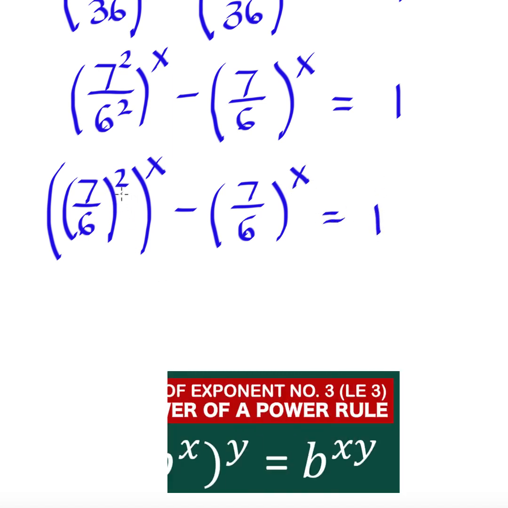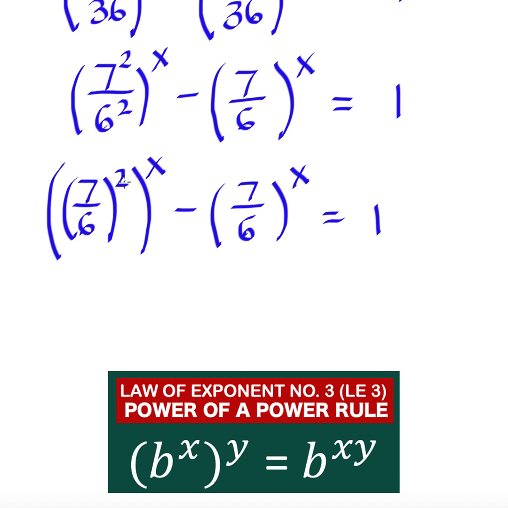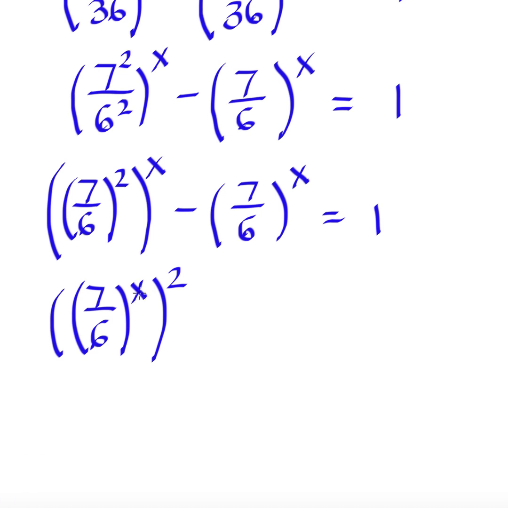Then by a power of a power law of exponent, we can multiply the inner and the outer exponent. But since multiplication is commutative, we can also express this first term as 7 over 6 raised to x all raised to the second. We just interchange the exponent 2 and the exponent x, because when we multiply these two exponents using power of a power law of exponent, multiplication is commutative. We reverse the order of the two factors x and 2, and we just copy 7 over 6 raised to x is equal to 1.